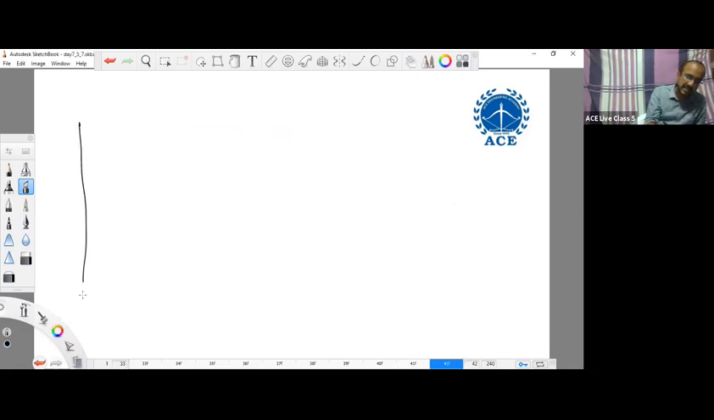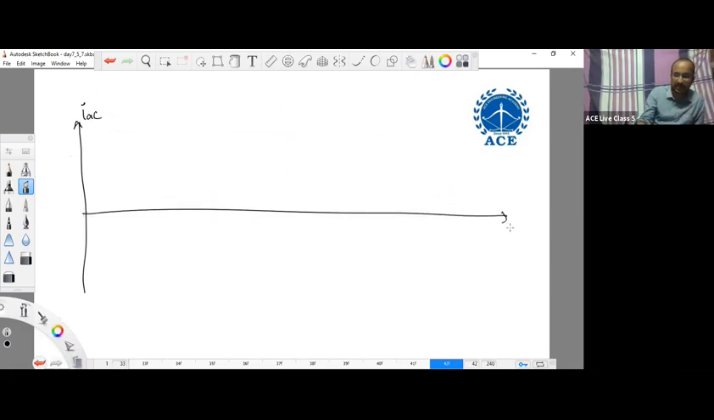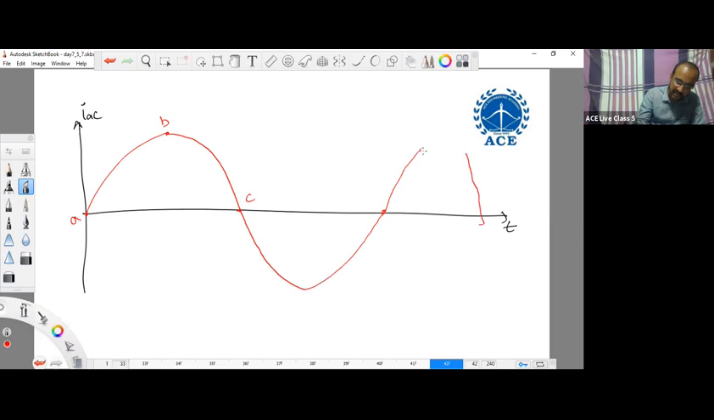So if you observe the AC current waveform, variation with respect to time. Initially the current magnitude is 0. At this point A, the current magnitude is 0. It increases from 0 to maximum, and then decreases from maximum to 0. Again in this way it increases from 0 to maximum, again decreases from maximum to 0, and continues like this. So this is the AC current waveform.